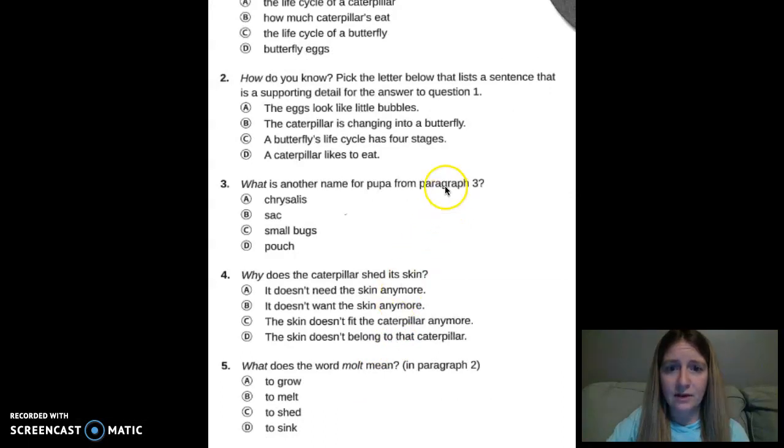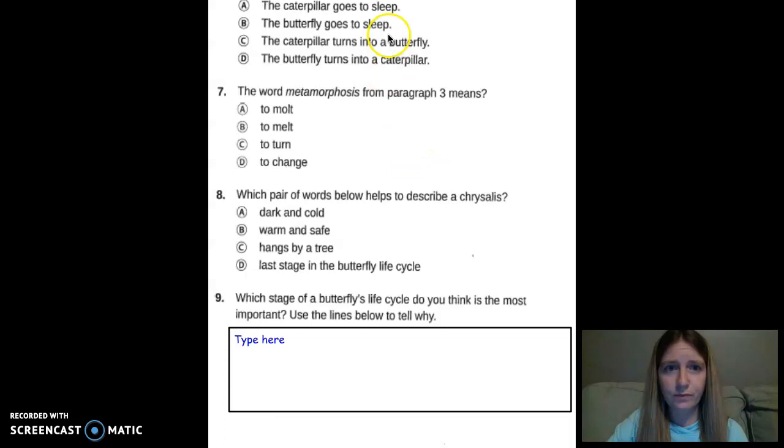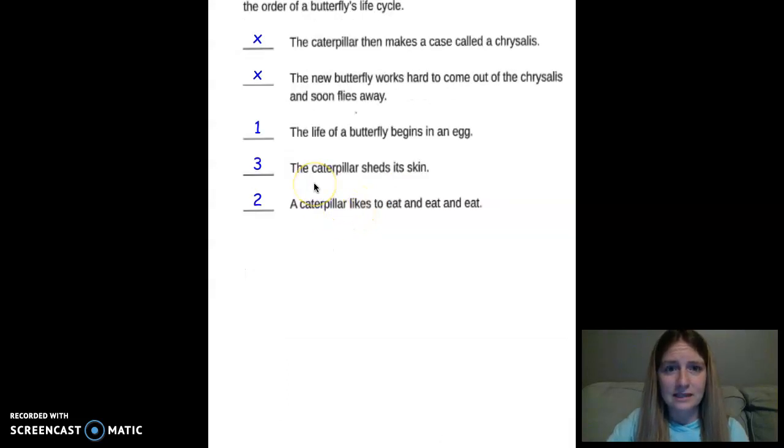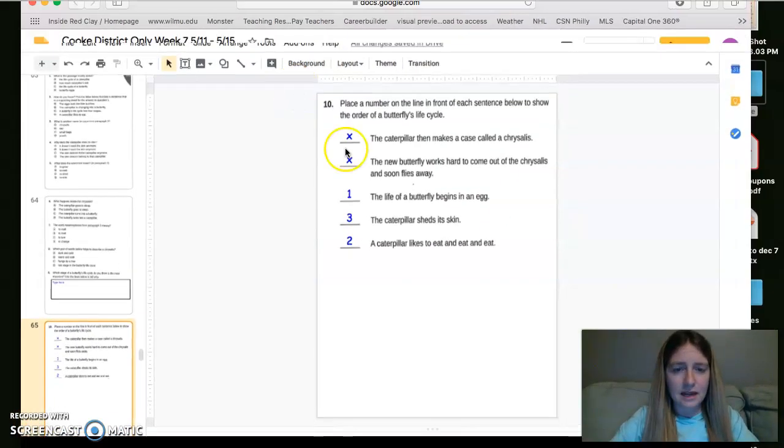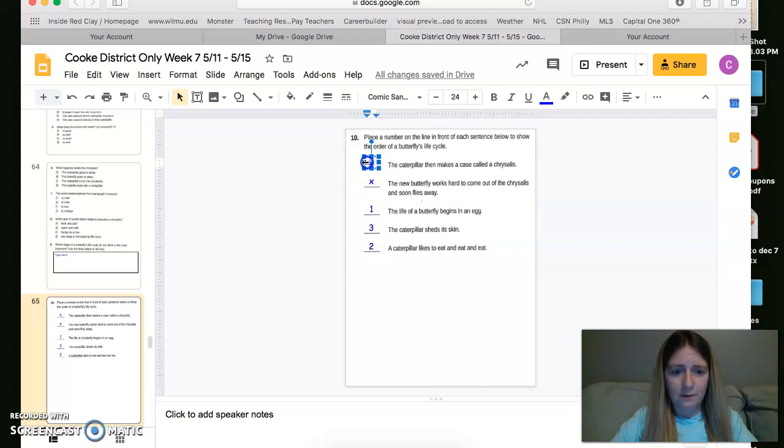So I remember here was paragraph 3. So another name for pupa, I could go back and find it in that paragraph. I could probably answer the chrysalis, metamorphosis, and my words to describe a chrysalis. So that paragraph had a lot of answers in it. And let's see. So, after the caterpillar sheds its skin, is it a caterpillar makes a case or a new butterfly? I think this would be number 4.